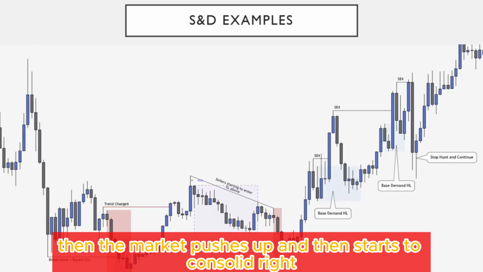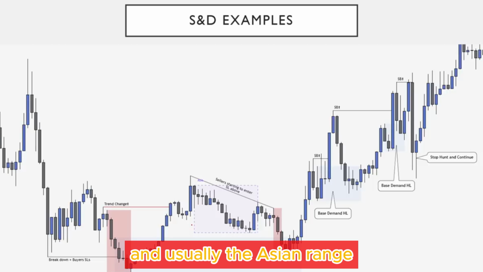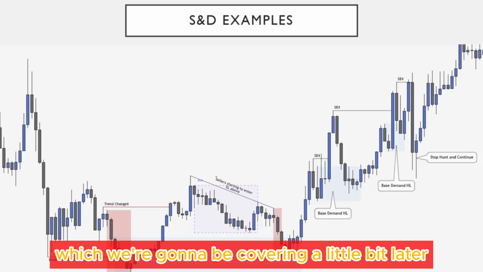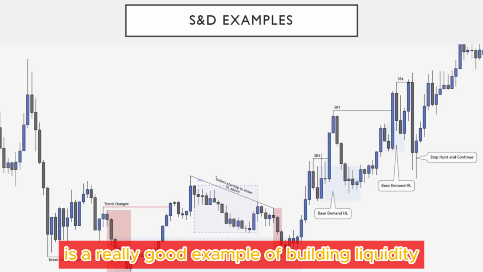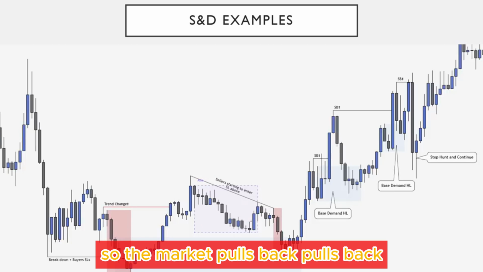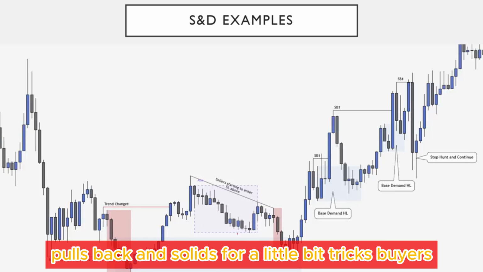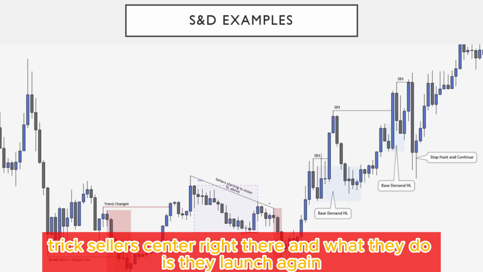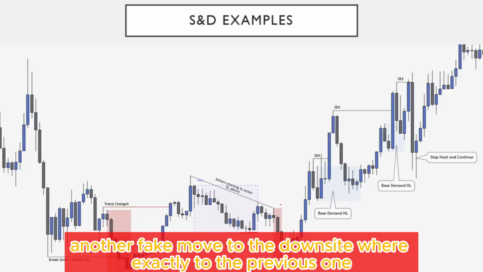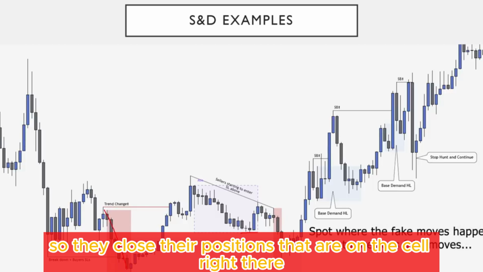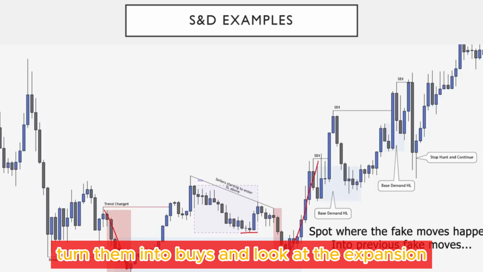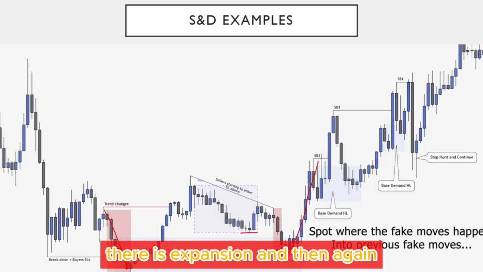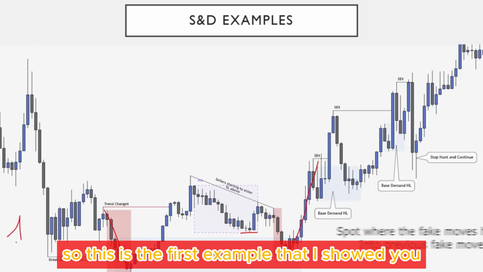Then the market pushes up and then starts to consolidate, right? And usually the Asian range, which we're going to be covering a little bit later, is a really good example of building liquidity. But the market pulls back, consolidates for a little bit, tricks buyers to enter right there, or tricks sellers to enter right there. And what they do is they launch again another fake move to the downside. Where? Exactly into the previous one. So they close their positions that are on the sell right there, turn them into buys, and look at the expansion. There is expansion. And then again, so this is the first example that I showed you.